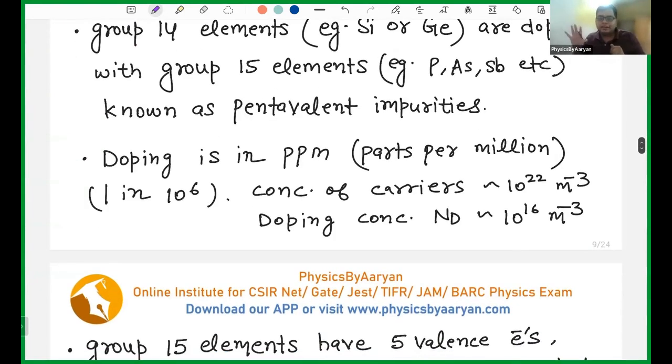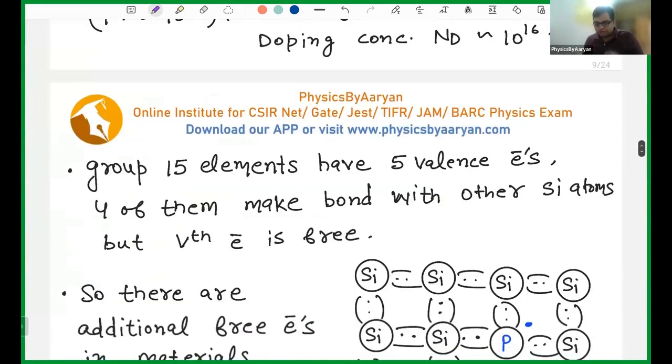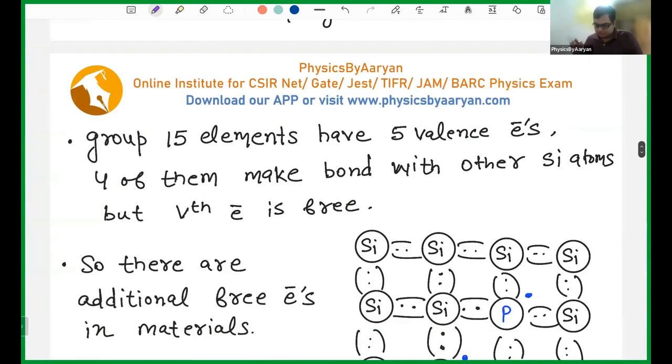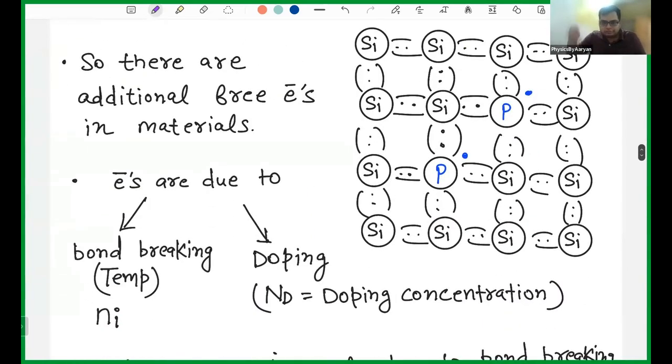These are known as pentavalent impurities. Why? Because in their valence orbital there are 5 electrons. Now you have group 14, group 15, combine them together. Not just exactly combining, what we are doing is putting some phosphorus inside. Phosphorus will go inside, it will remove the silicon from here, and it will sit at the position of the silicon.